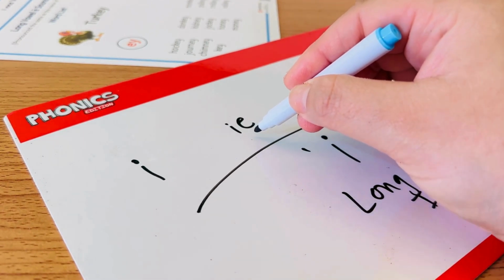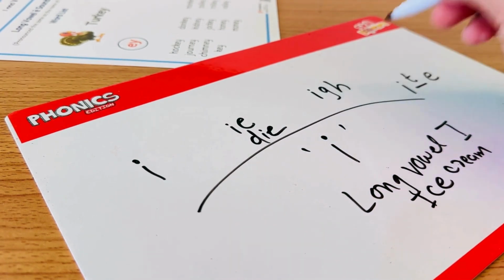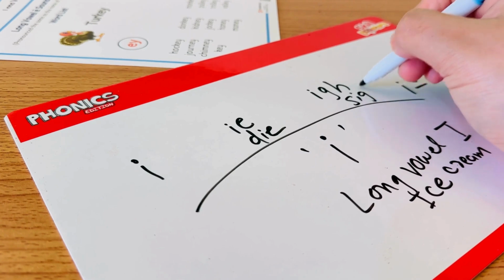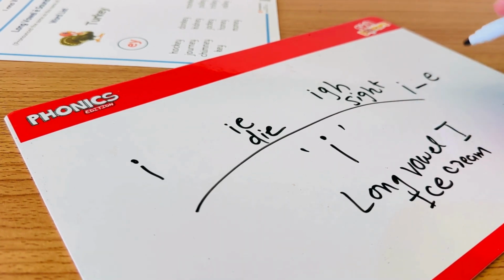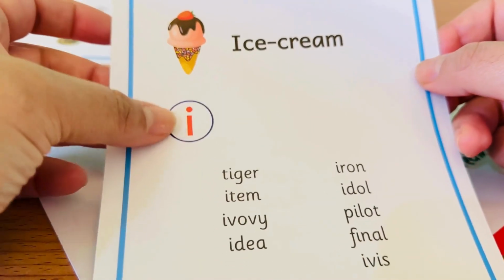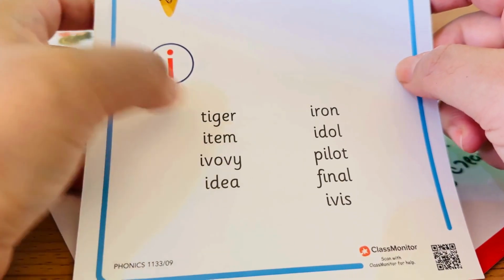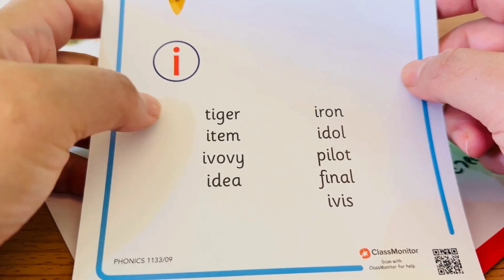If we talk about I and E, the example will be die. If we talk about IGH, for example, sight. If we are talking about I and E, the example can be kite. I hope the concept of long vowel I is clear. Now let's look at some word examples starting with letter I. I as in ice cream. I as in tiger. Item. Idea. Idol.